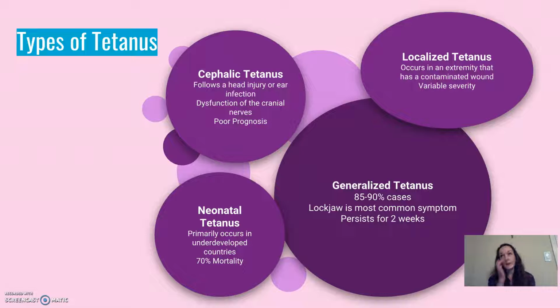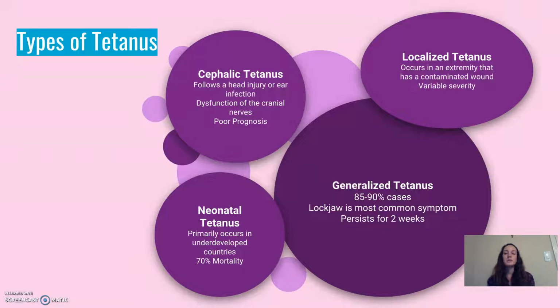The difference between localized tetanus and generalized tetanus is that localized only occurs in the muscle where you had the injury. And it has variable severity, so it can be super severe or it can be really minor. The next is cephalic tetanus, which is only about 1% of cases, and it follows a head injury or ear infection. This is just tetanus in your brain, so it causes a dysfunction of your cranial nerves, and it has a pretty poor prognosis. Lastly is neonatal tetanus, which primarily occurs in underdeveloped countries. I think there was only 1 case of neonatal tetanus in the United States last year.